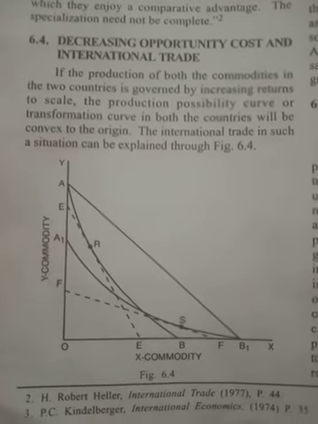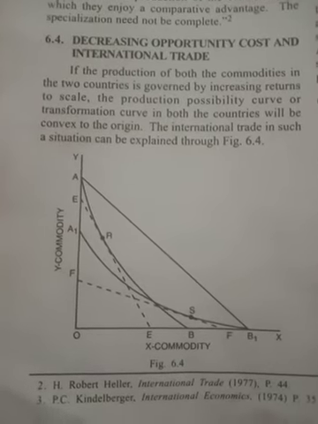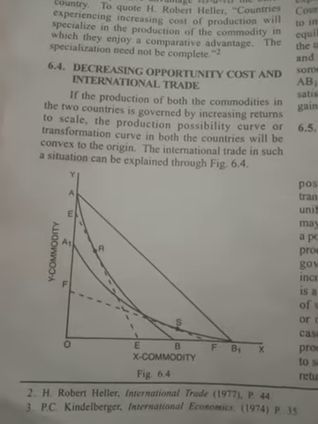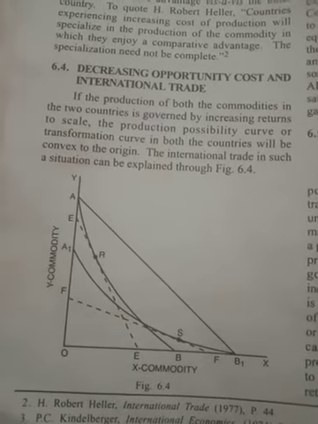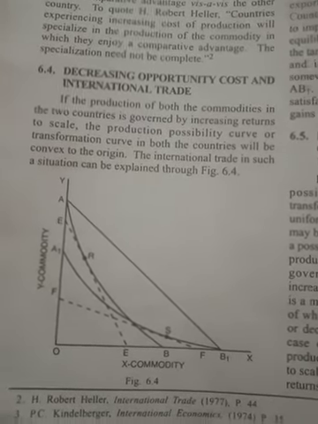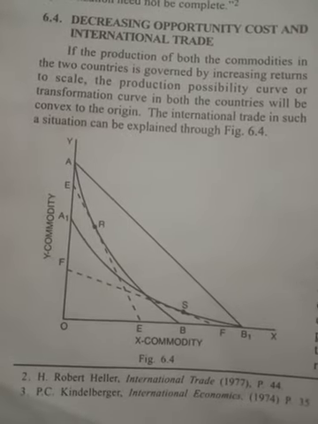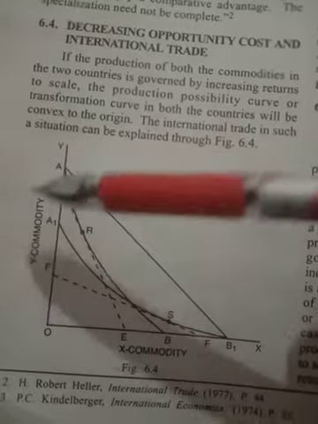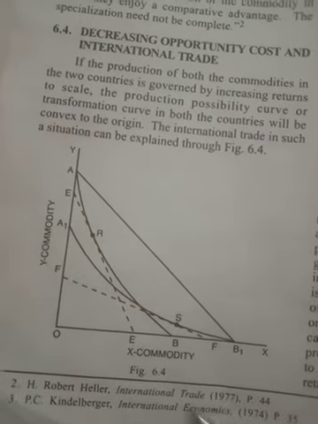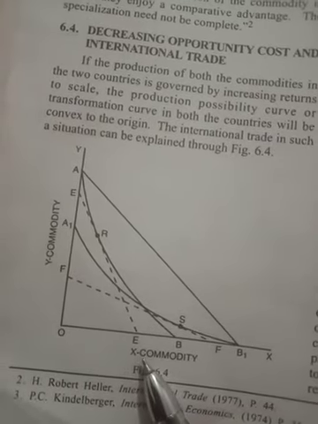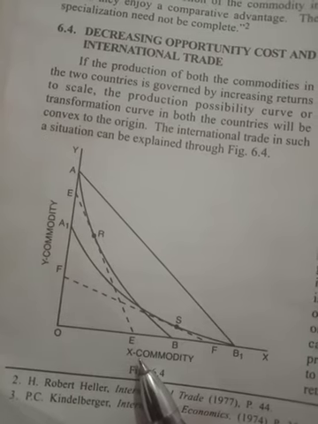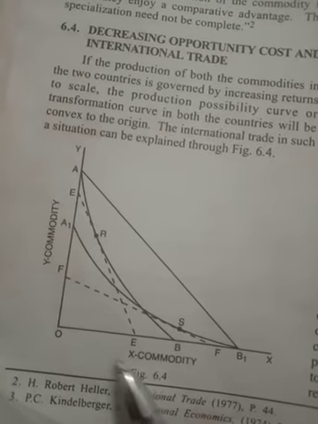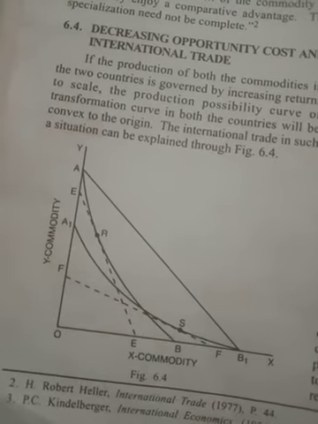And the second aspect that we discussed was increasing opportunity cost, and now we are going to analyze decreasing opportunity cost and international trade. So here we have two countries and two commodities as before. There is no change in that assumption. So commodity Y and commodity X. The x-axis measures commodity X and commodity Y is measured along the y-axis.